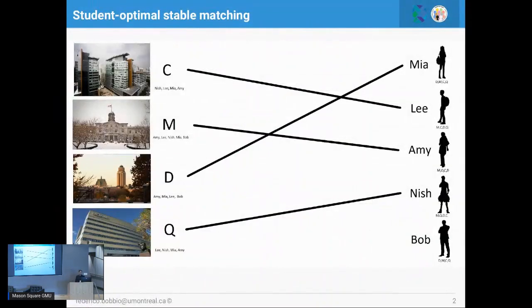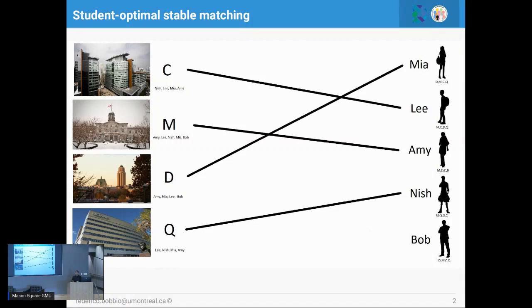So let's start with a simple example. We have school admission. On the left, there are some schools. On the right, we have some students. In this example, we assume that every school has capacity one. And of course, every student can be assigned to at most one school. Schools rank students and students rank schools.